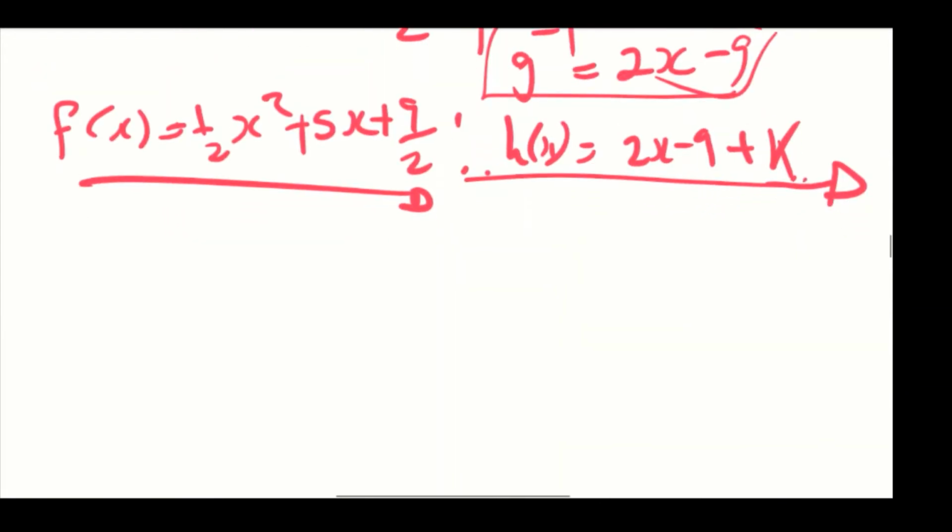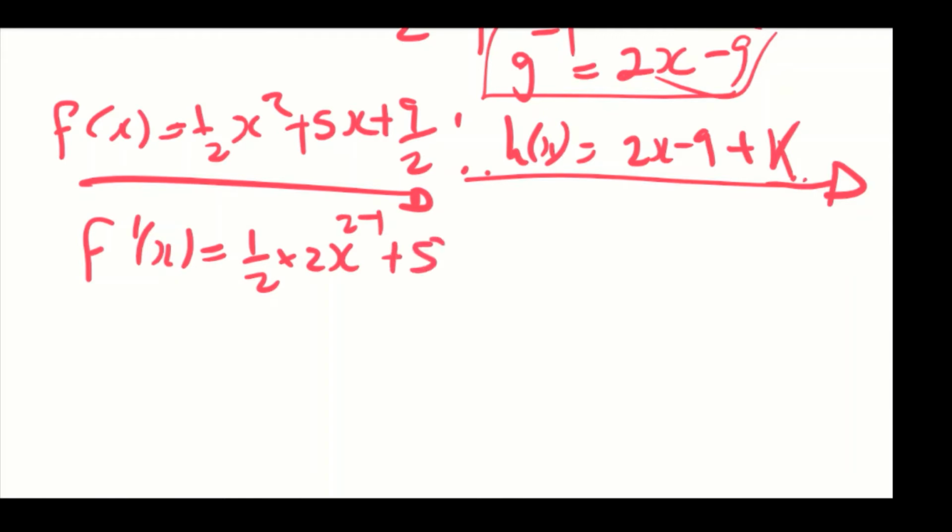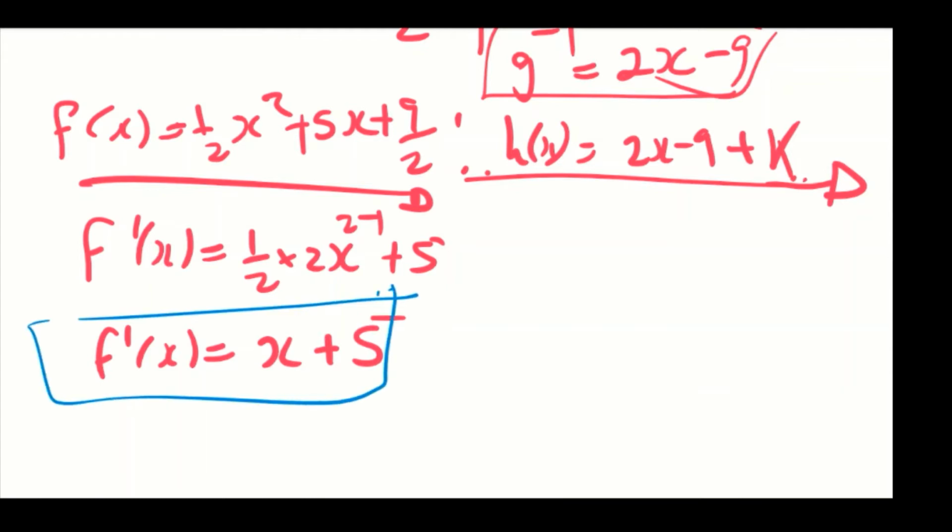So for us to find the point where these two meet, we need to differentiate. We can differentiate f of x, and we'll have f prime of x equal to 1 over 2 times 2x to the power of 2 minus 1, plus 5. So f prime of x is equal to x plus 5, right? So this is the derivative of this one here. And for h of x, we're just going to differentiate it. We'll have 2, because the rest are constants, right?